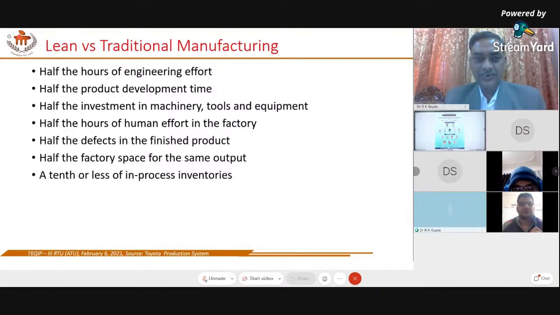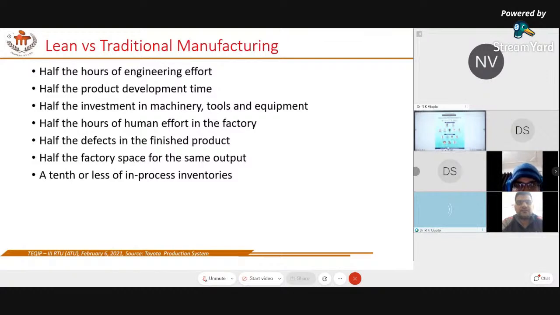So in the traditional and the lean manufacturing, one is the key. If we implement lean manufacturing, what is the advantage? Compared to the traditional methods, it takes half the hours of engineering efforts, whether for traditional manufacturing or for product development. Most of the time, 50% of the time can be saved in engineering efforts, and 50% in development time by using lean manufacturing.